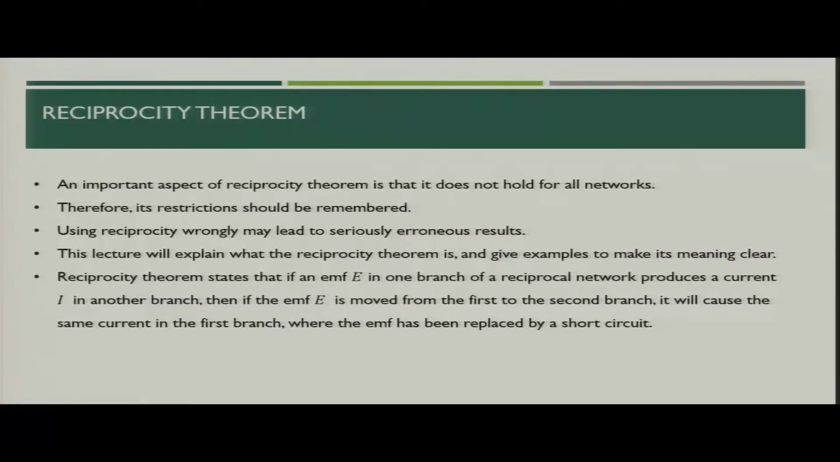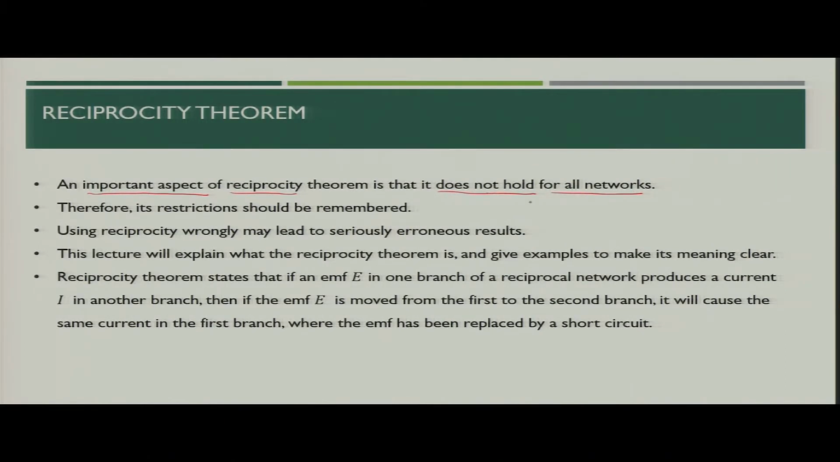Namaskar. So, in today's lecture we will discuss two theorems: the reciprocity theorem and the compensation theorem. So, let us start with the reciprocity theorem. What does the reciprocity theorem say? Basically, it is a very important aspect of the reciprocity theorem that it does not hold for all networks.